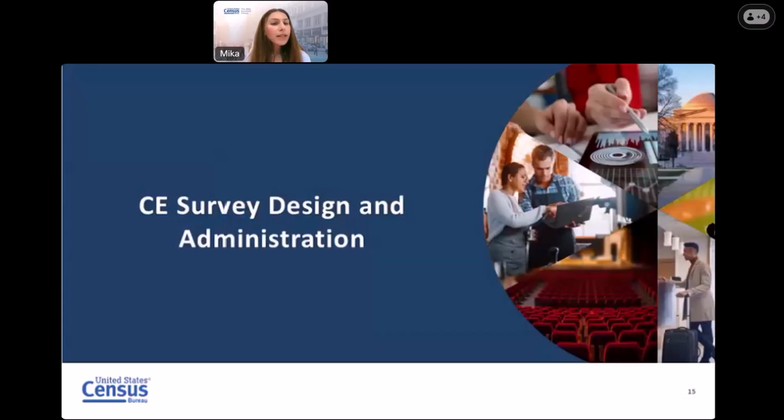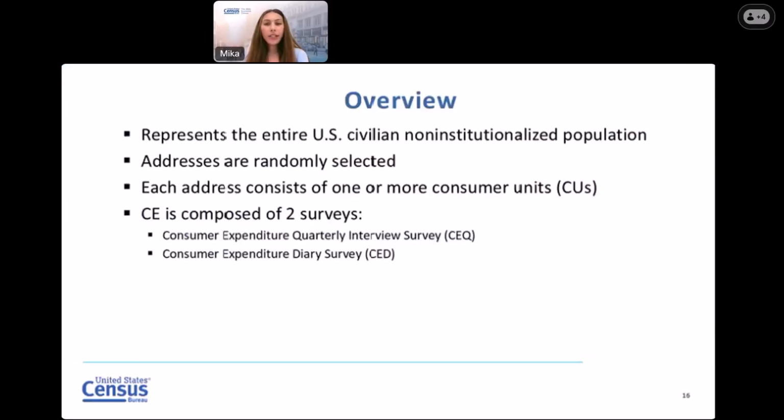So let's move on to CE survey design and administration. So CE data represents most of the general US population, technically the civilian, non-institutionalized population, and the addresses are randomly selected for our sample. That means whatever addresses are selected are the ones we have to survey. If one address doesn't want to participate, then we can't just replace it with a neighbor.